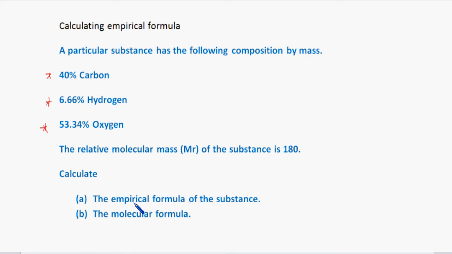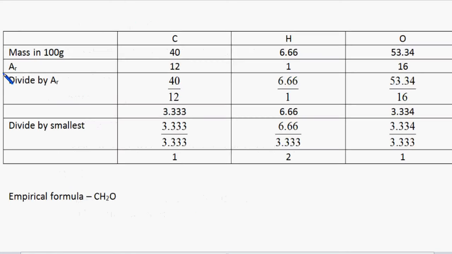Now, the empirical formula is simply the simplest whole number ratio of the atoms present in the substance, right? So we have carbon, hydrogen, and oxygen. So the first part of the question is simply asking, what is the simplest whole number ratio of the carbon, hydrogen, and oxygen present in this substance? Now, the easiest way to do this problem is to draw a little table, and we have carbon, hydrogen, and we have the oxygen.